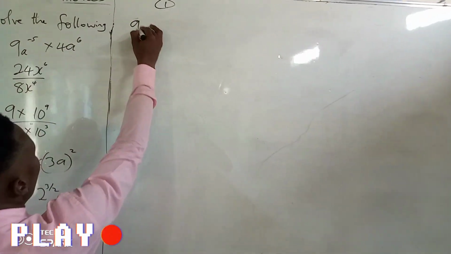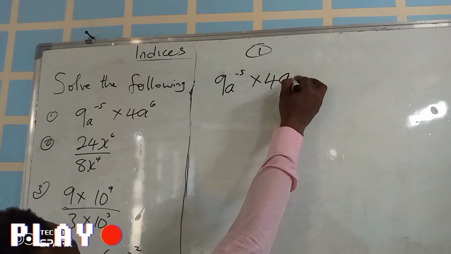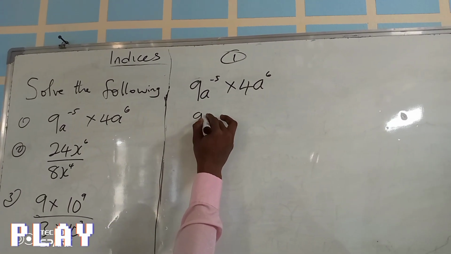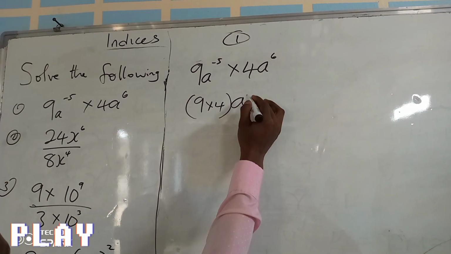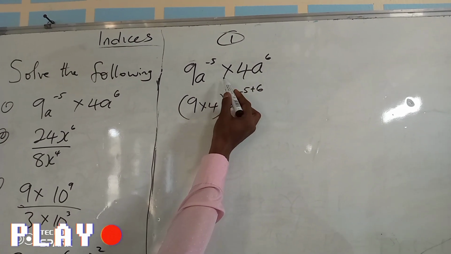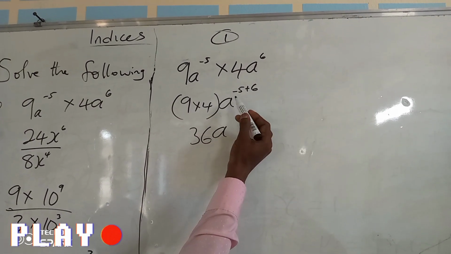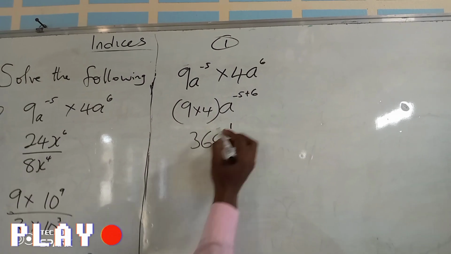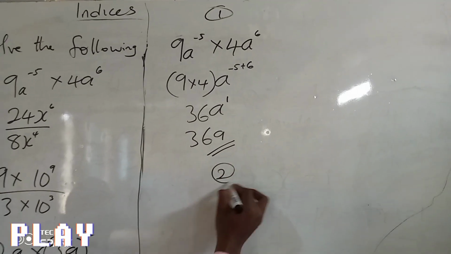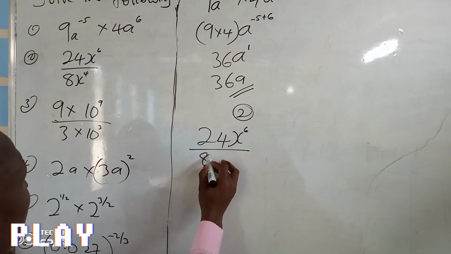Question one, we have 9a times 4a equal to minus 5 plus 6. Okay, this is the multiplication law. So just do 9 times 4, then our a is equal to minus 5 plus 6. The plus because it is multiplication. So 9 times 4 is 36, and minus 5 plus 6 is 1. So now we have 36a.